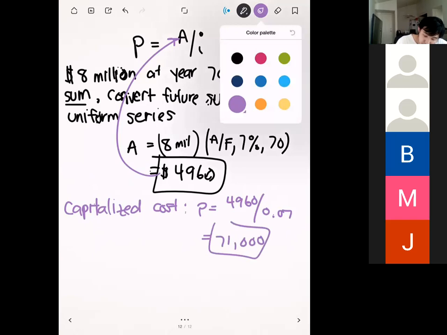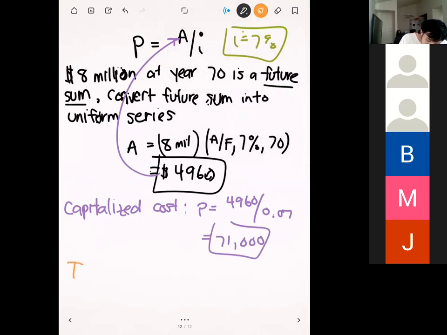And so our total cost, because remember we had to pay $8 million up front in order just to build a pipeline to begin with, is going to be $8 million plus 71,000. So our total cost is going to be $8,071,000.